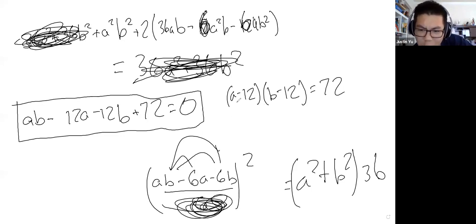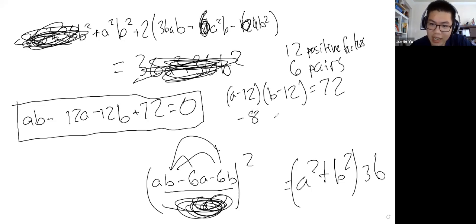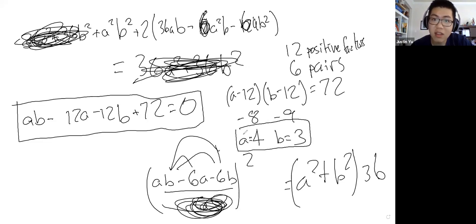Because, yeah, so what would negative... okay, so there are 12 positive vectors. So that means we have 6 pairs. But what would 2 negative factors look like? Because A and B are both positive, these negative factors would have to be sort of close together. So -8 and -9 should work. And that means that A is equal to 4 and B is equal to 3. But if you plug that in, that doesn't work. So that's interesting.